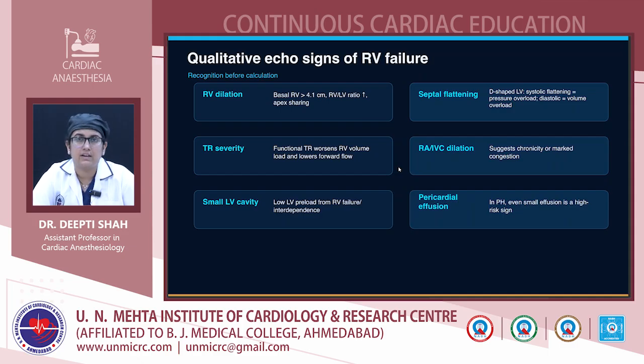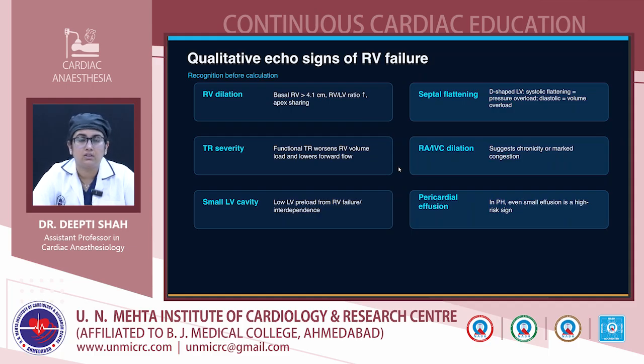If there is any evidence of an increasing RV to LV ratio, or increased apex sharing, where the apex is mostly formed by the LV, or we see septal flattening, that is the septum shifting towards the LV, resulting in a D-shaped LV cavity. Usually if this flattening is present during systole, it would point towards pressure overload. However, if it is present towards diastole, then it refers to volume overload. So it is helpful in diagnosing the etiology of RV dysfunction, or it can be because of TR severity.